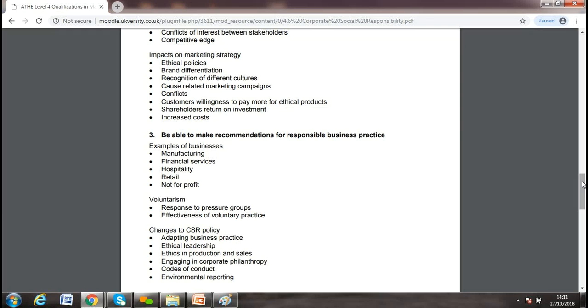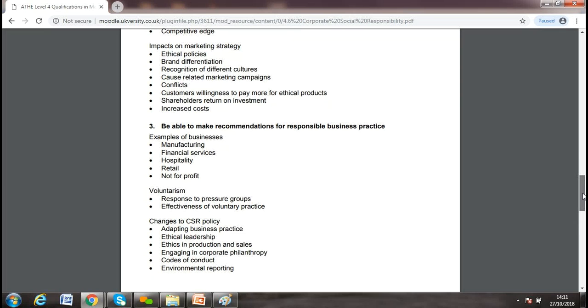Volunteerism means responding to the pressure group, and the effectiveness of voluntary practices. Data protection is a legislation, but doing something voluntarily is different. For example, we tell people this product has a side harm if you use more than a certain limit. That's a voluntary practice, where there is no research involved that we are required to disclose.